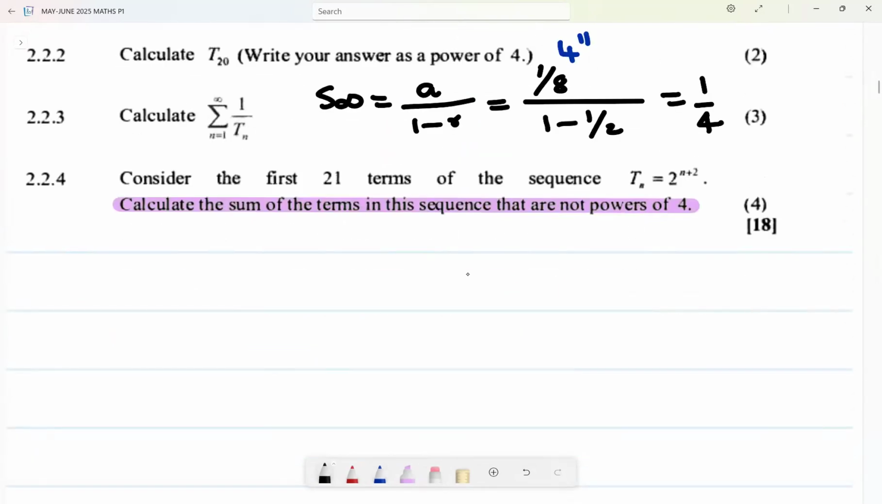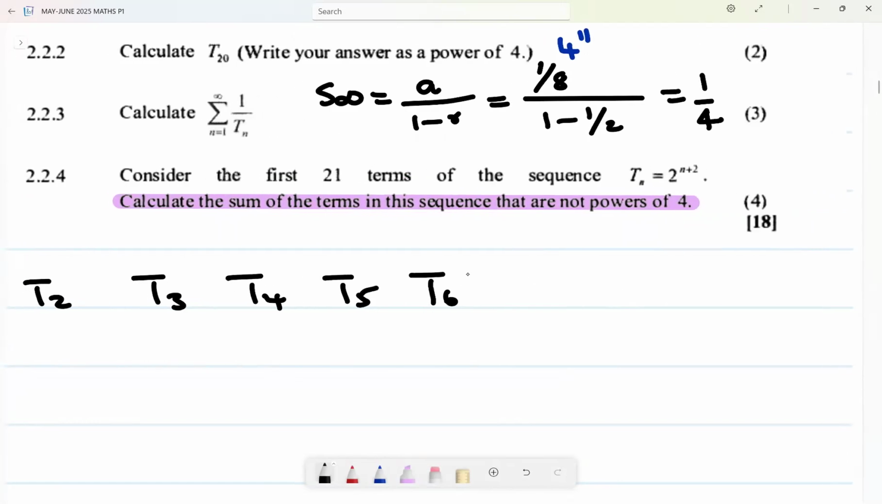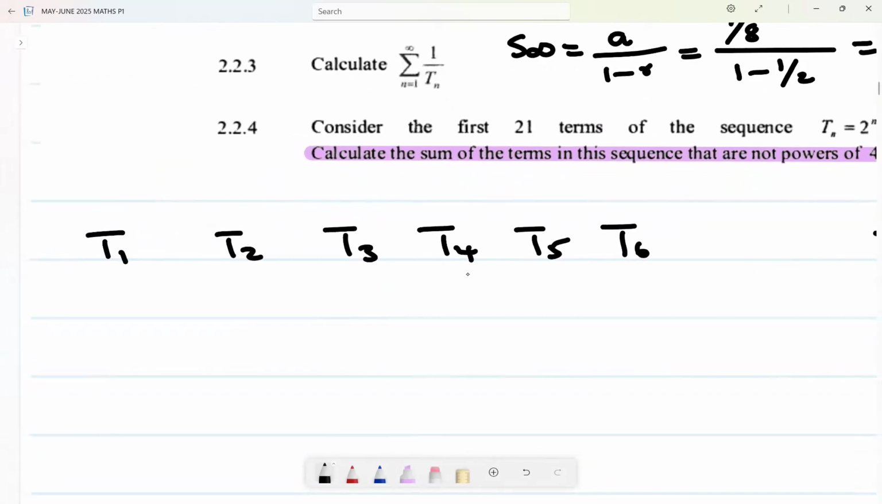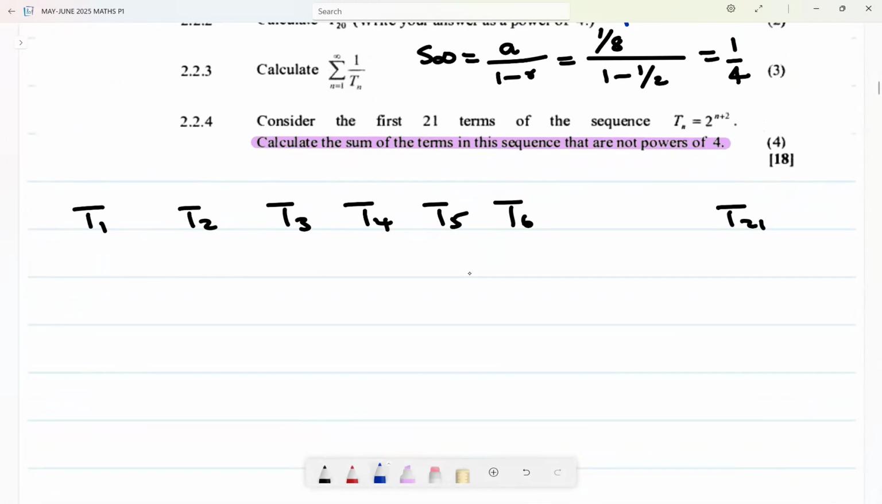Let me consider the first, I don't know how many terms, but let's say this is T1, T2, T3, T4, T5. I want you to see something, T6, and then I am going to continue up to T21. I want you to take note of something. Term number 1, T1, is going to be 2 to the power of 1 plus 2. You agree? Which is 2 to the power of 3. Term number 2 is going to be 2 to the power of 2 plus 2. It is 2 to the power of 4.